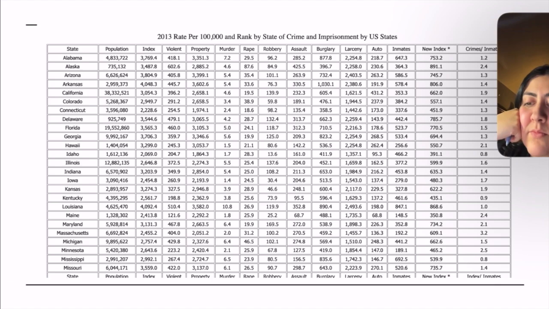This is what our data looked like. You can see on the left is the list of states, next is the population, and then each column corresponds to a category of crime. You can see on the top, the numbers are in per 100,000, and this is from the year 2013, and we picked this data set because it is the most recent one available.